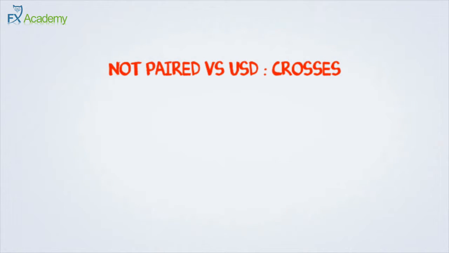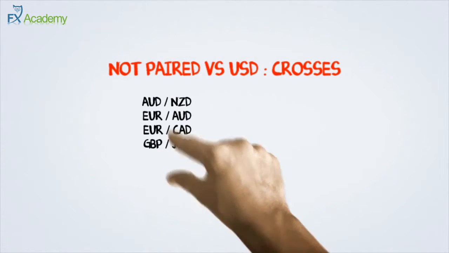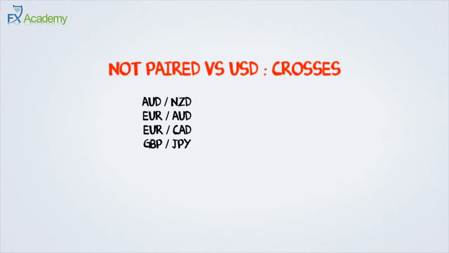Some examples of crosses are AUD/NZD, Aussie dollar versus the New Zealand dollar, EUR/AUD, Euro versus the Australian dollar, EUR/CAD, Euro versus the Canadian dollar, GBP/JPY, British pound versus the Japanese yen.